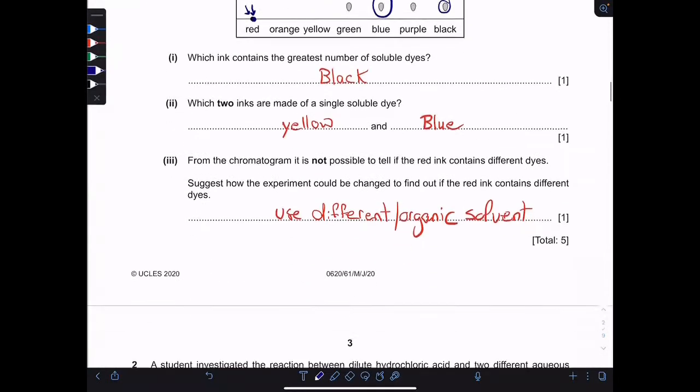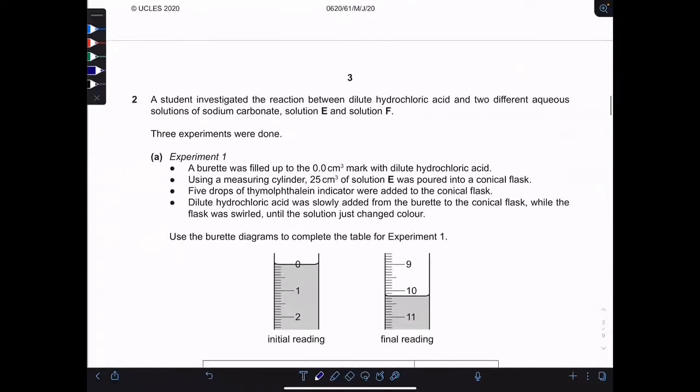Question 2, it's a reaction between sodium carbonate and hydrochloric acid. It's always useful to write a chemical equation so you can imagine exactly what's happening. Of course, the products are sodium chloride, carbon dioxide, and water. Sodium carbonate solutions are E and F.